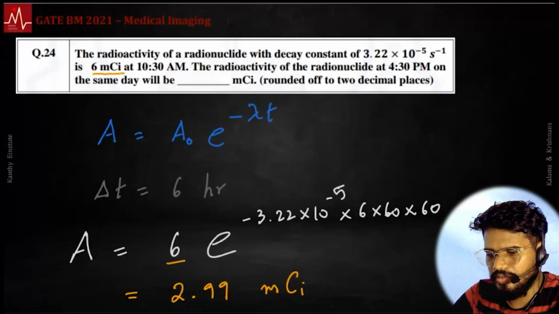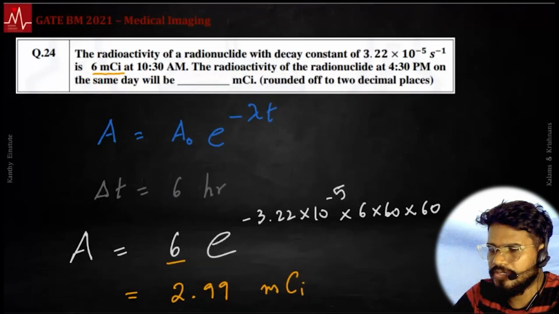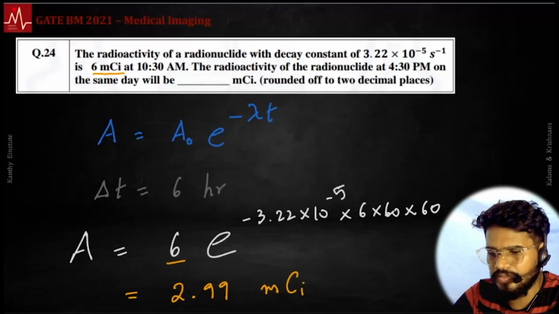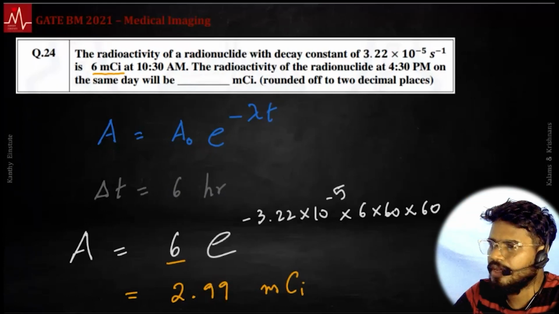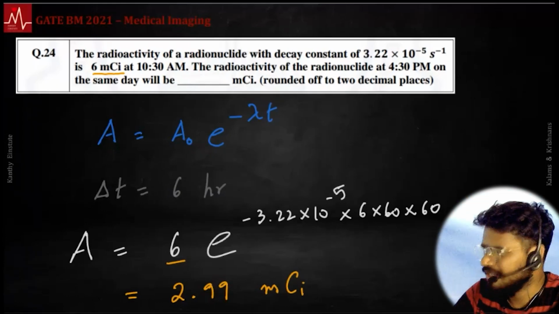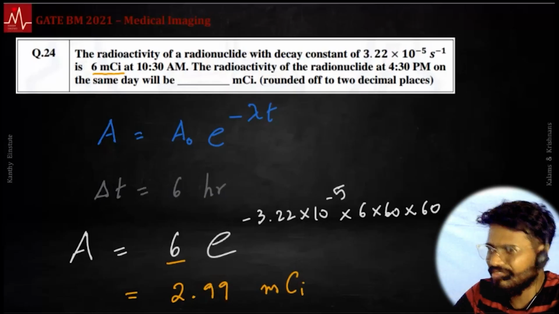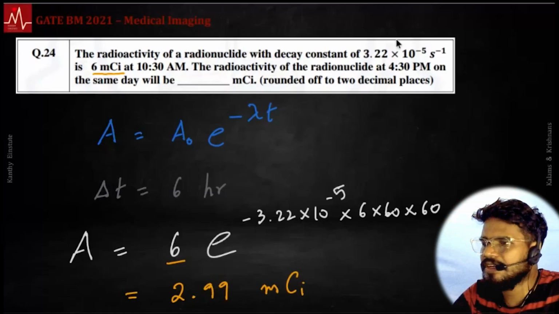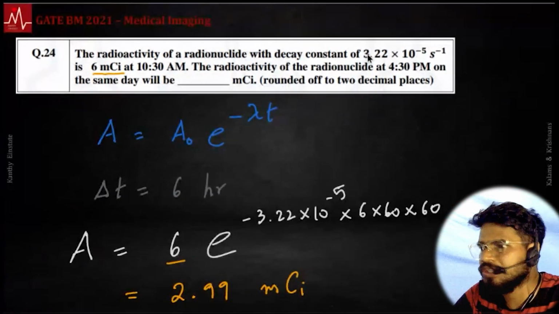How much is that? 3.22 into 10 power minus 5. 1 over that is 31,056 seconds. How many hours is this? 8.6 hours. Yeah, roughly the time scale makes sense. What is given is the 6 hours, which is like 8.6 hours is the time constant, so roughly it becomes like half.